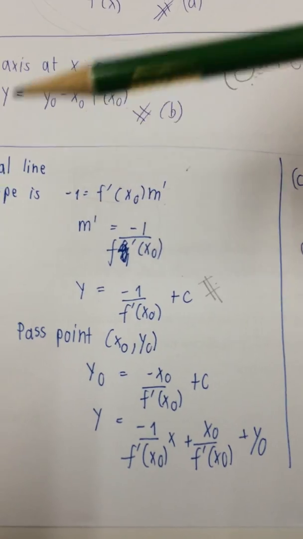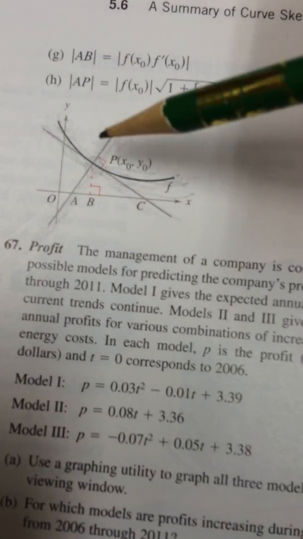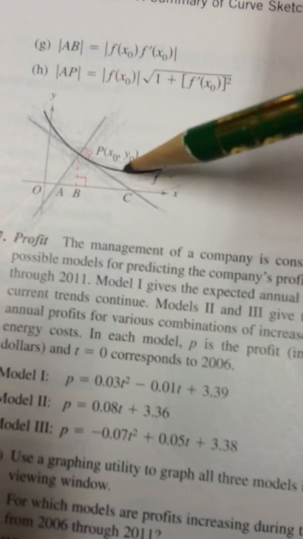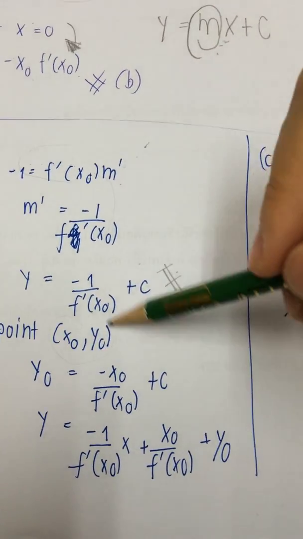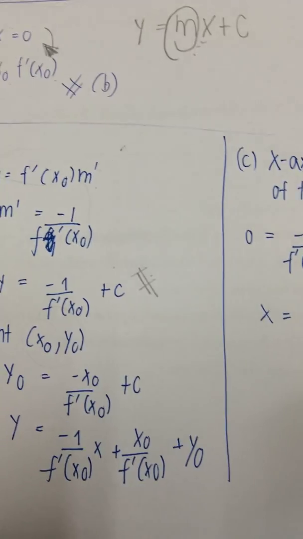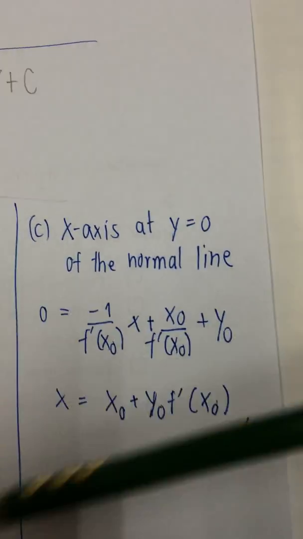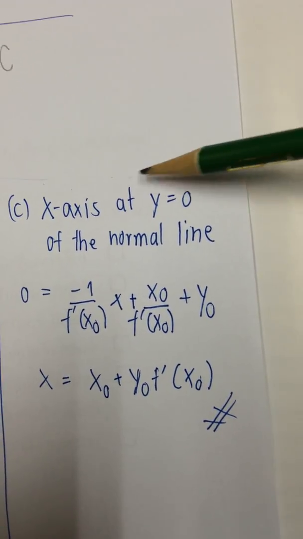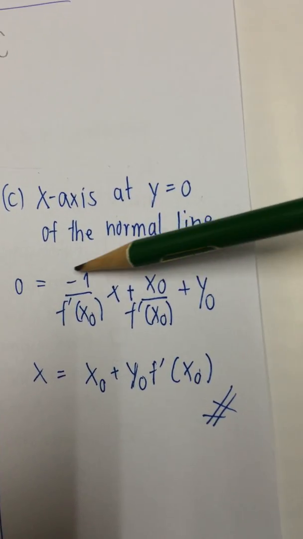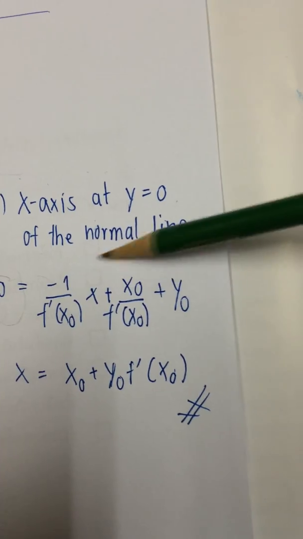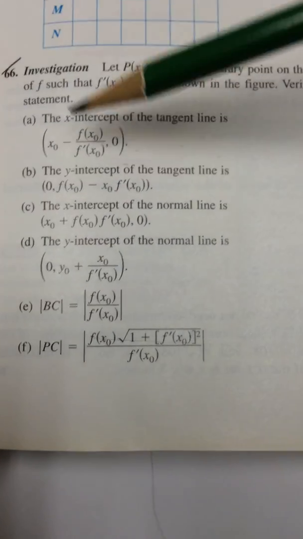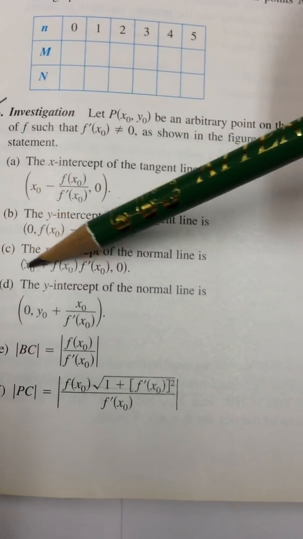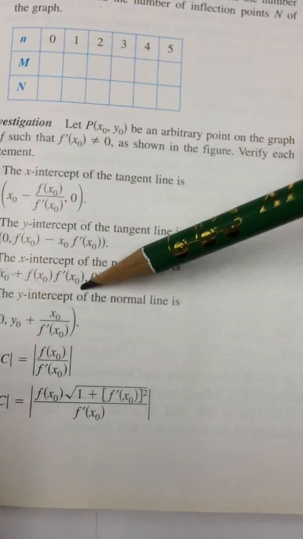And we also know that the normal line passes through this point, x0, y0. And that's how we use this point and plug it into this equation, and we solve it all the way to get the x-intercept at y equal to 0 of the normal line. And that's how we set this equal to 0 and come up with this. And that's proof that this equation is also correct.